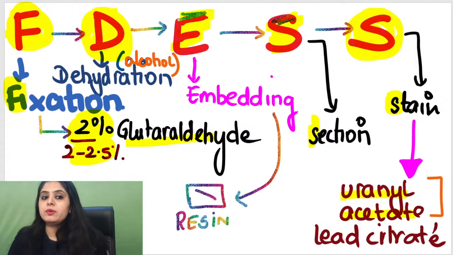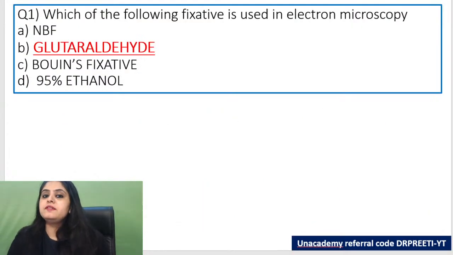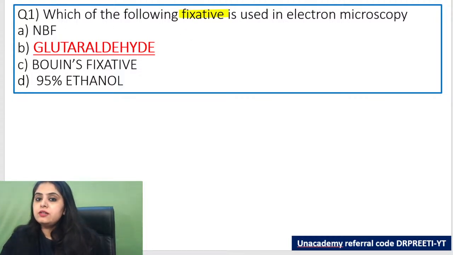Let us come back to our questions, guys. When our question started, do you all agree with question number 1? Which of the following is the fixative for electron microscopy? Do you all agree that there's going to be glutaraldehyde? What percentage? I've already told you, 2 to 2.5% glutaraldehyde.